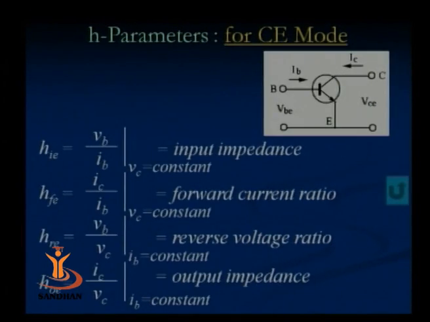Now for a CE mode, we have already defined what they represent, which current to which current. Just an analogy: input impedance is the base voltage divided by base current. Forward current ratio is collector current divided by base current. Reverse voltage ratio is base voltage divided by collector voltage. And the output admittance is the collector current to the collector voltage. So these are the four H parameters represented in terms of different currents and voltages for a common emitter mode.